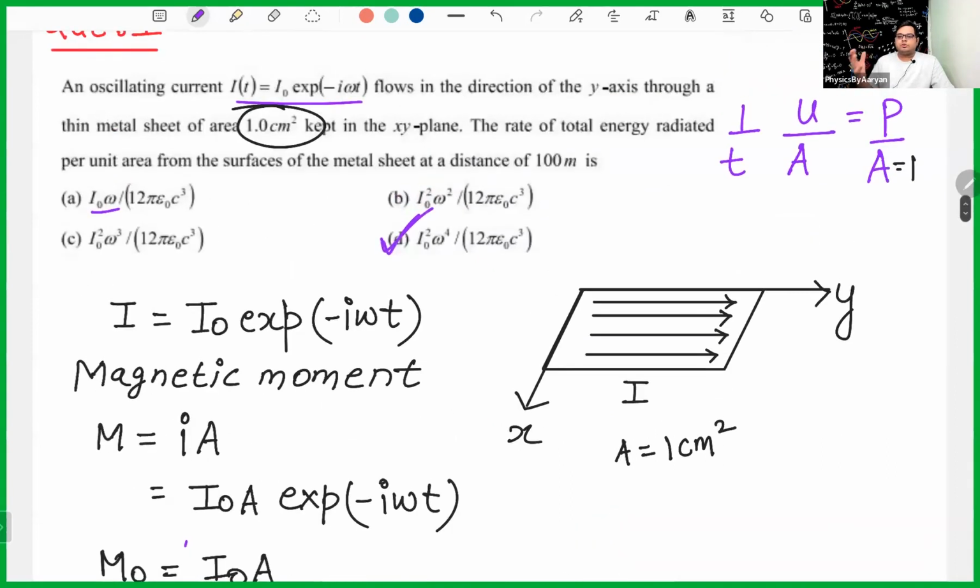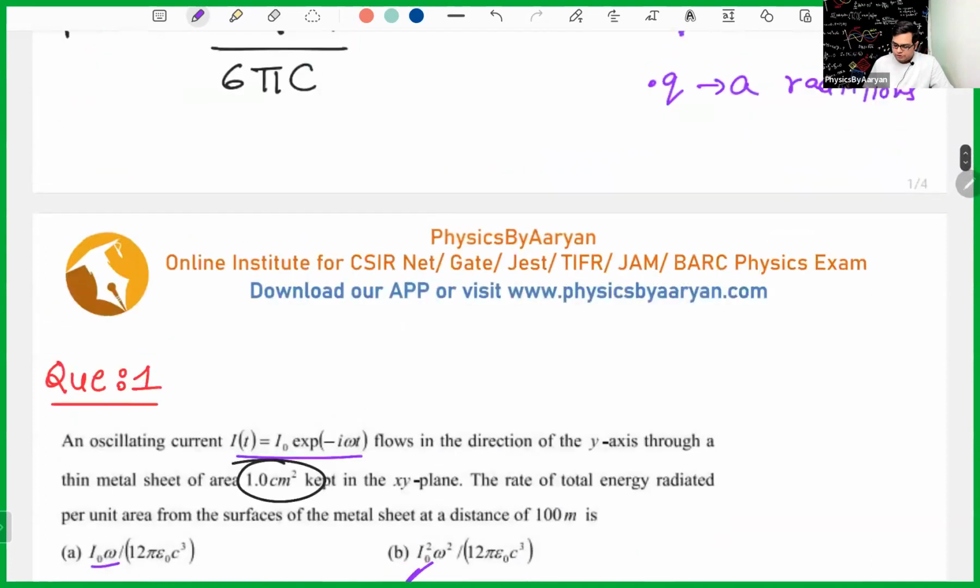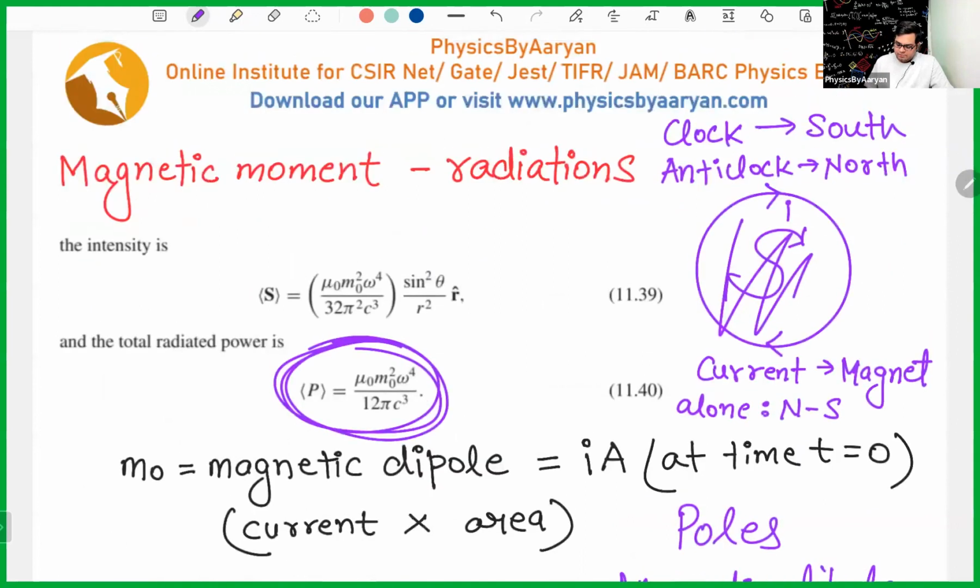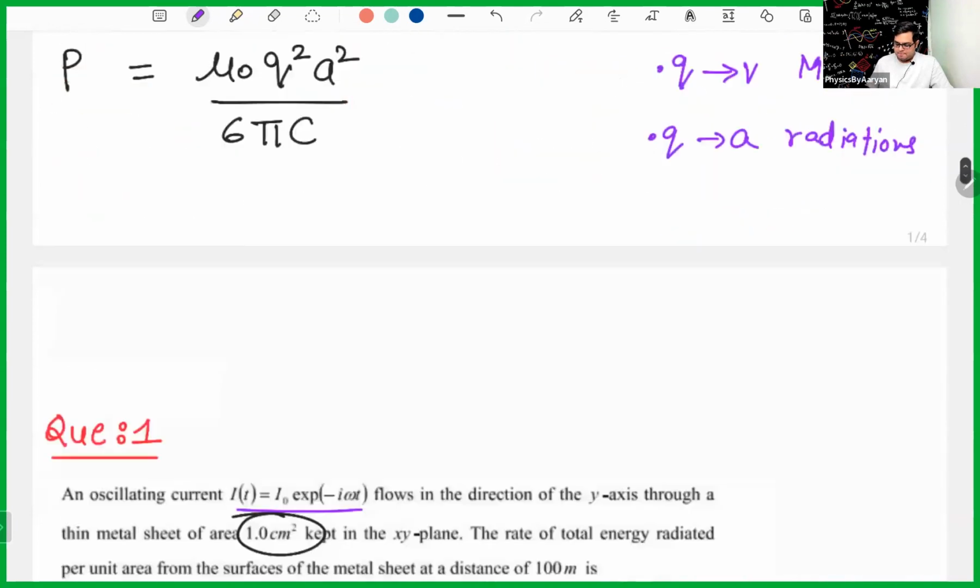So this was one of the questions which could be asked in a CSIR-NET. Any doubt, anyone, please? Even if you use the first formula, you will get a similar result, because that also depends upon m naught square omega 4. From m naught, you will get I naught square, and omega 4 is omega 4. Still you will get option D. Any doubt, anyone, please?